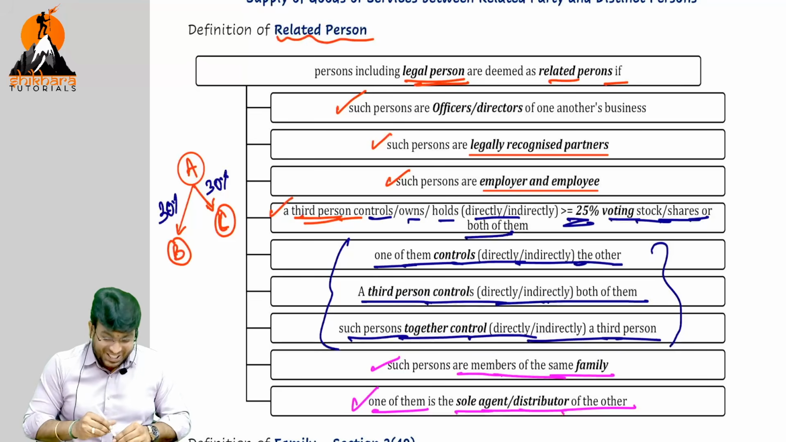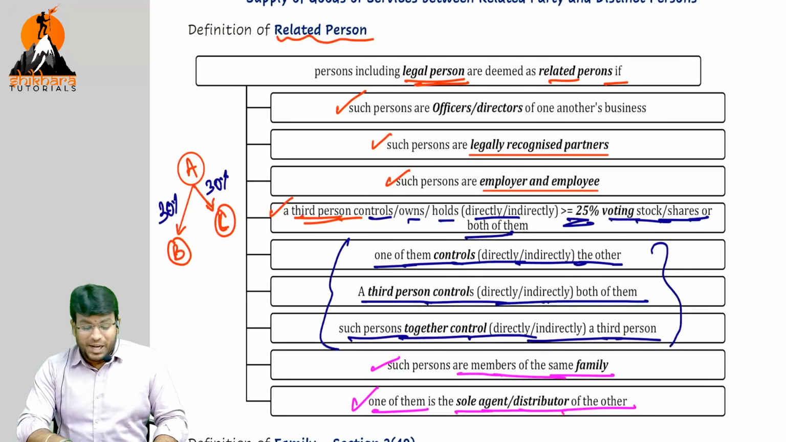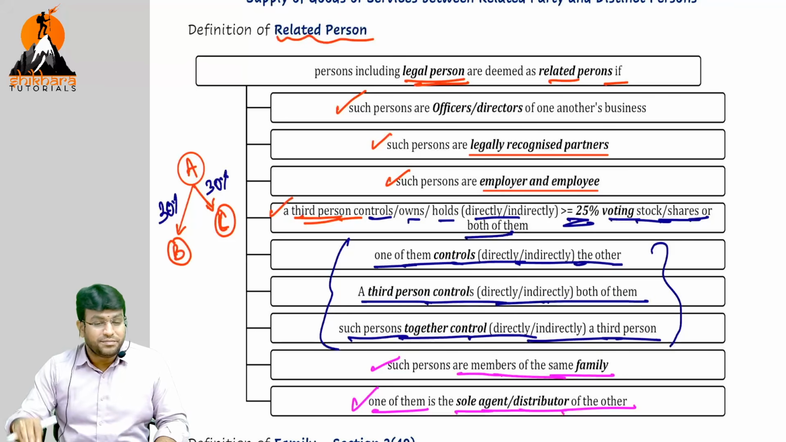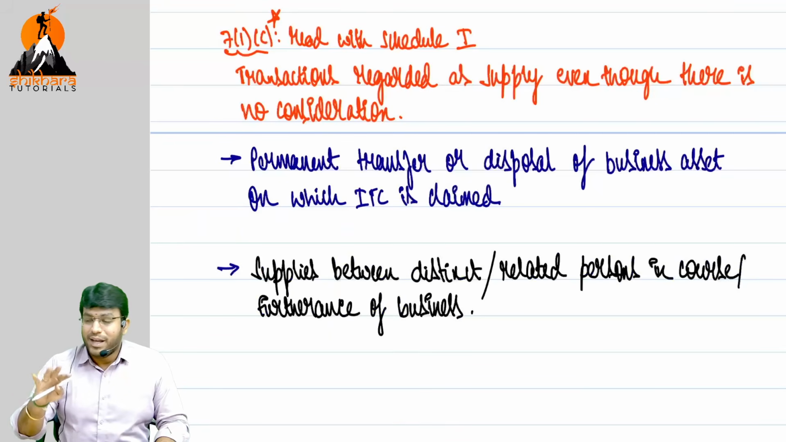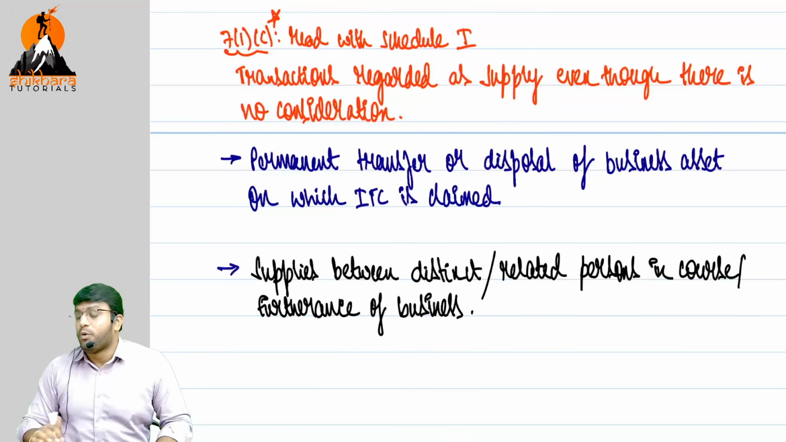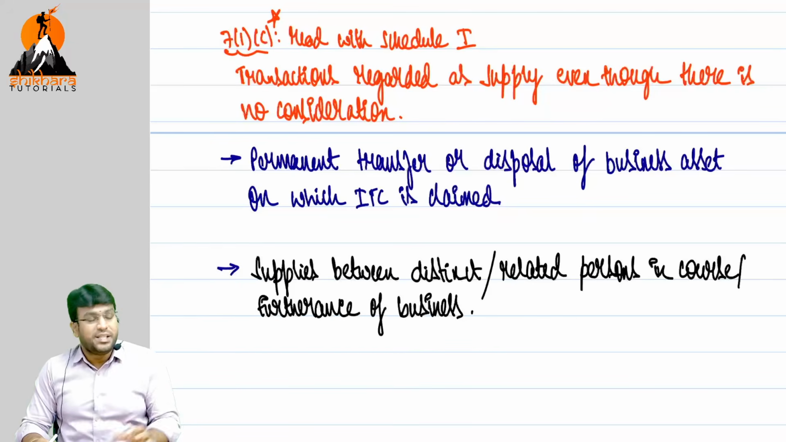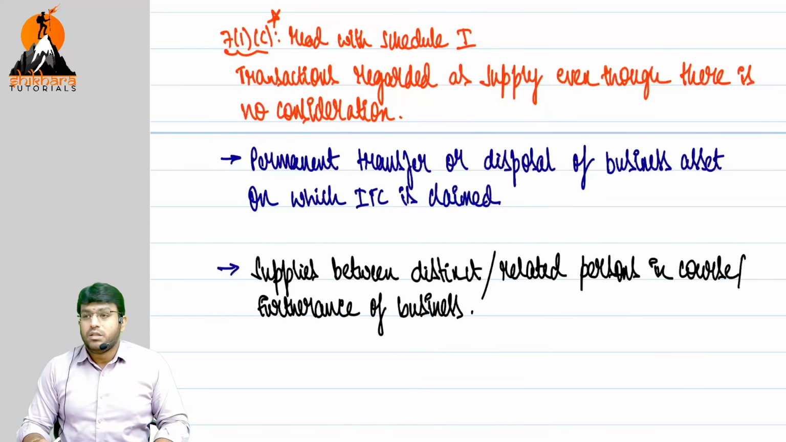Are we clear with this concept? Guys, please reply. And all these concepts are coming from which section? 7.1c, read with Schedule 1, which talks about transactions regarded as supply even though there is no consideration. How many points are there? Don't tell 2, it is 4. How many are over? How many are pending? Very good.